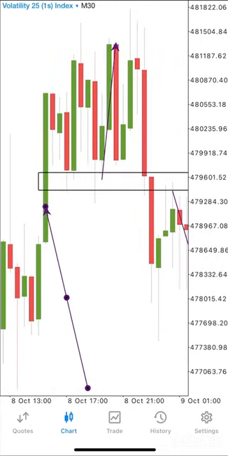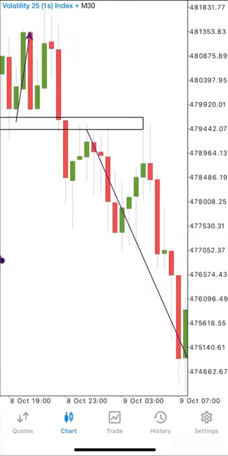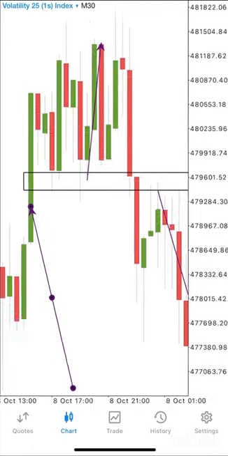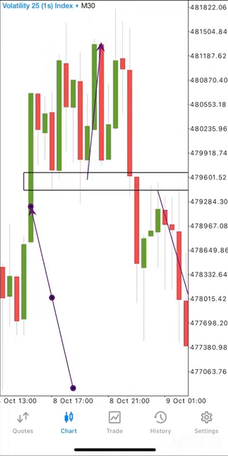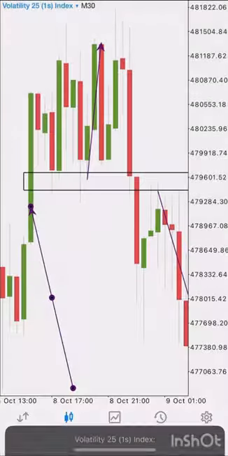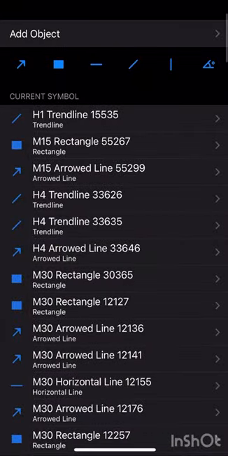Once you trace a single print, you can draw a box around the single print, and you'll be extending the box. Once price gets back to the single print, mostly in the middle or shifted slightly to the top or to the bottom, you place your trade at this point.